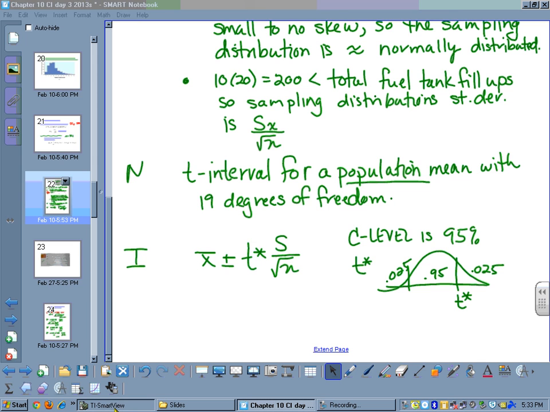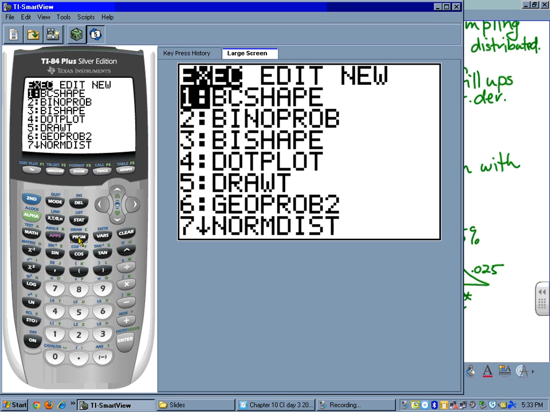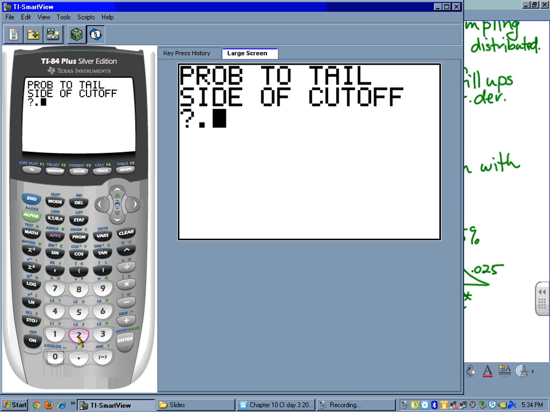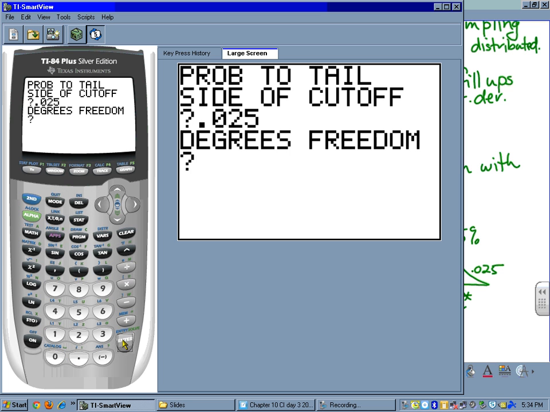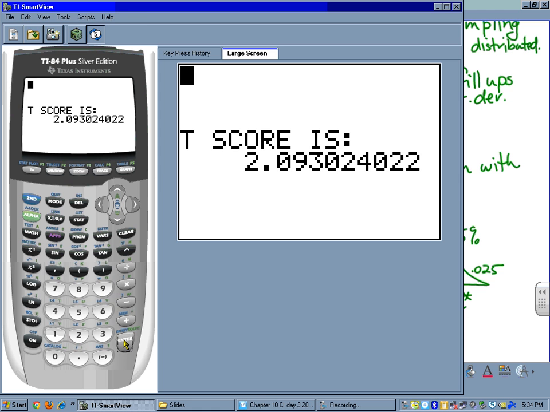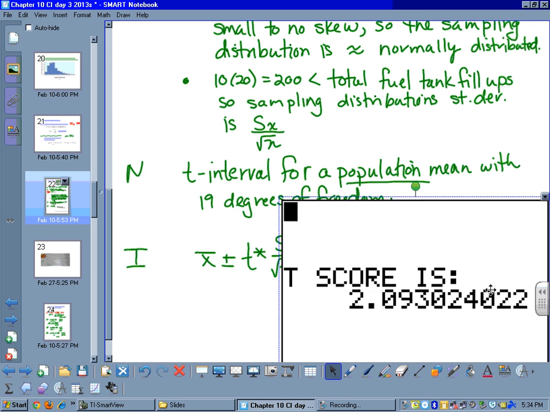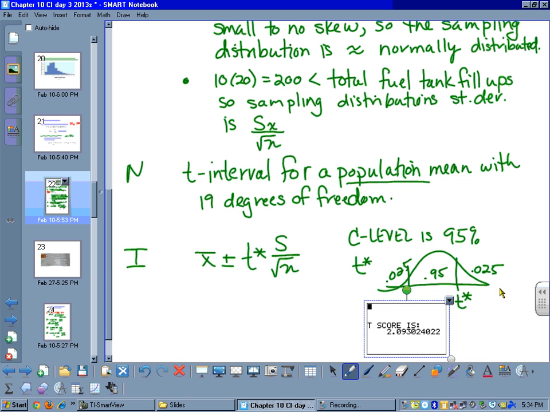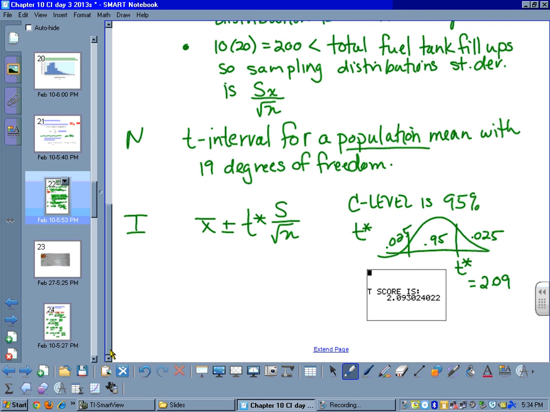So I'm going to go to my program, and this is the one that you don't have if you weren't in class, but I'll show you how to get around this in a minute. The tail area is 0.025. The degrees of freedom are 19. Again, the mean is 0 and the standard deviation is 1. Gives me an upper critical T of 2.093, which I will just round to 2 decimal places, and I will use 2.09. Okay, so I know that T is 2.09.